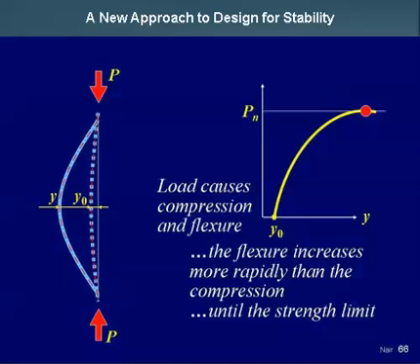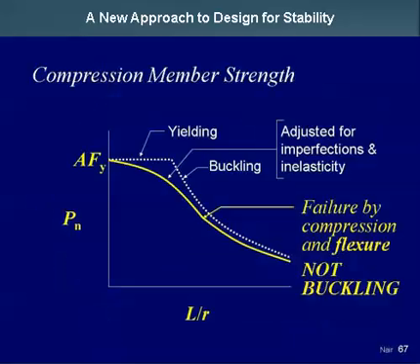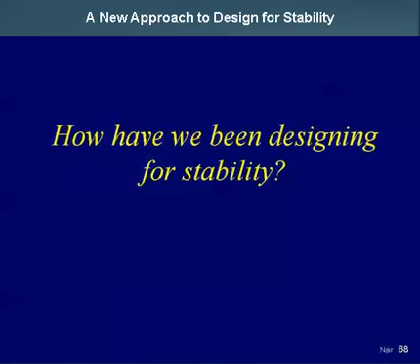You're starting with a member that is slightly imperfect, with that imperfection y sub 0. You're applying more and more load on it, and your limit is how much load P it can sustain before it fails, and it fails in a combination of compression and flexure. So this curve again represents failure by compression and flexure, not by bifurcation buckling, and not by yield, except when L over r is 0. Then you do get yield over the whole section. That's the only time you get it.